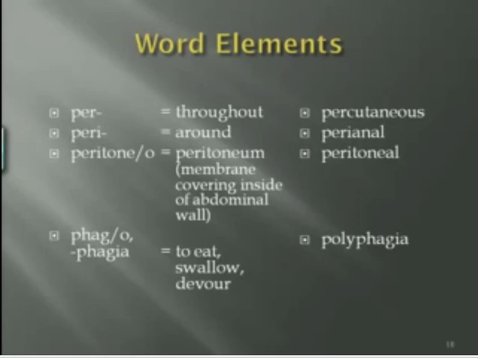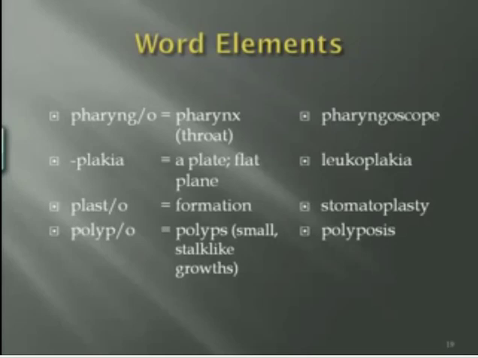Per, through, percutaneous, through the skin. Peri, around, perianal, around or surrounding the anus. Peritoneo, we've had that before back in chapter 4. Very important structure, the peritoneum, literally stretching around. So that's the membrane inside the abdominal wall. Phago, phagia, to eat, swallow, devour. So polyphagia, someone's eating excessively. Pharyngo is the throat. Plakia is a plate. So leukoplakia, you can imagine they're white.